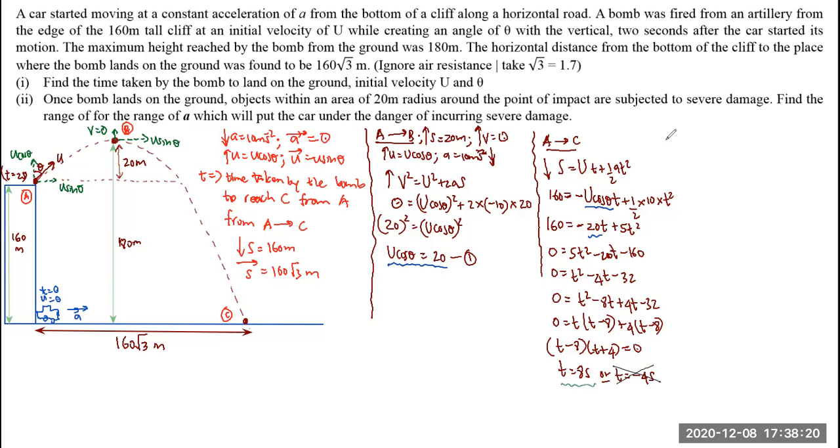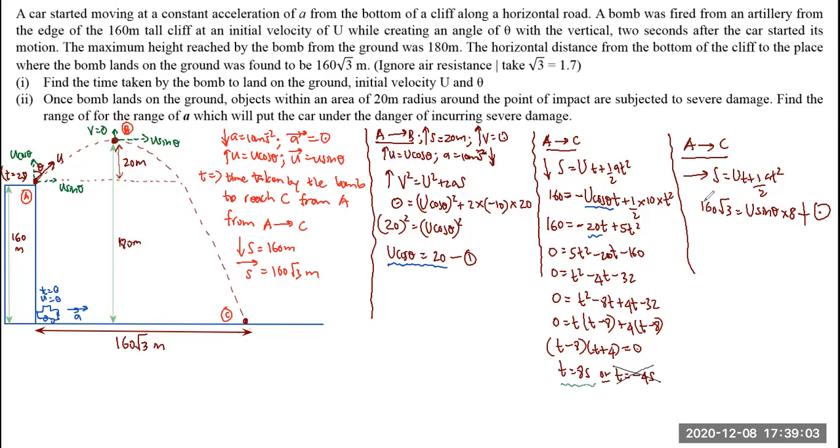Right, so one by one we are solving things, and the next thing we can do is, from A to C, we can apply the equation horizontally, because the object has moved horizontally as well. So horizontally, S equals ut plus half at squared. Horizontal displacement is 160 root 3. Horizontal initial velocity is u sine theta, because the angle is created with the vertical. So horizontal is u sine theta into time. Time we know, that is 8. We have already found. Plus horizontal acceleration is 0. There is no horizontal acceleration because the resistance is ignored.